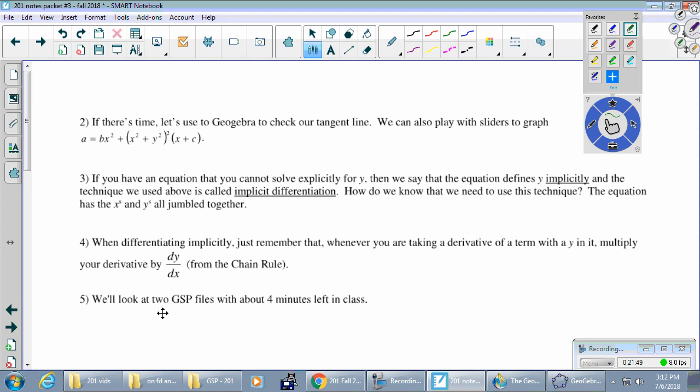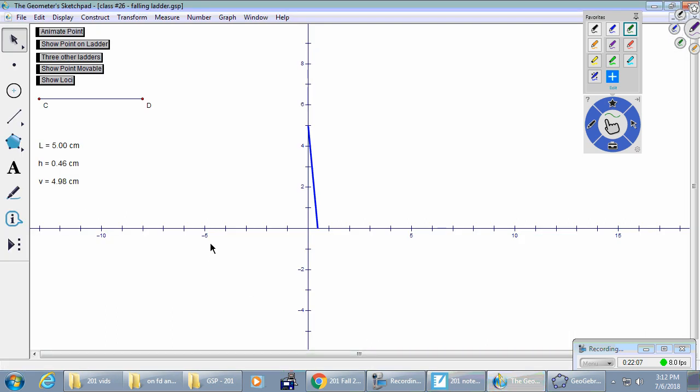Okay, it says here we're going to take a look at 2 Geometers Sketchpad files with 4 minutes left in class. So I'm just going to do that right now at the end of this video here. So if you have not yet done the activity, pause the video here and then come back at this point after you've done the activity. But assuming you've already done the activity and you're here, we're just going to take a quick look at 2 Geometers Sketchpad files.